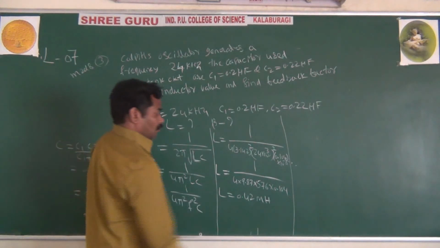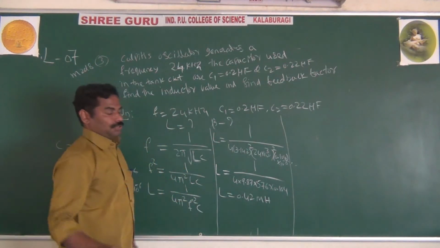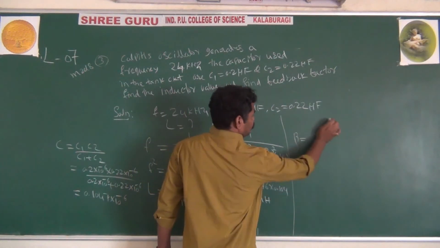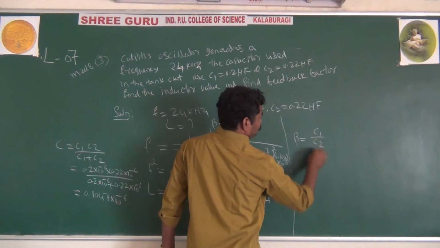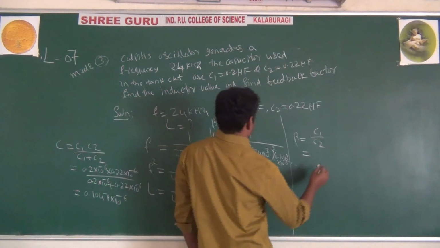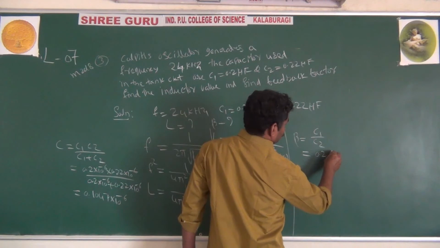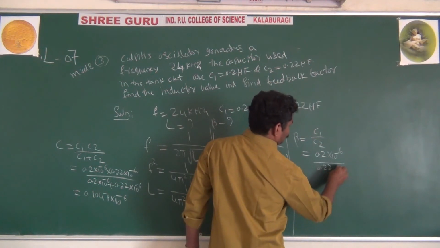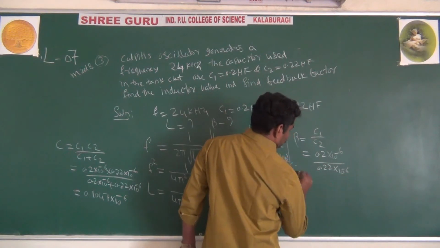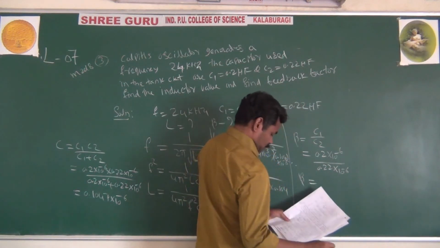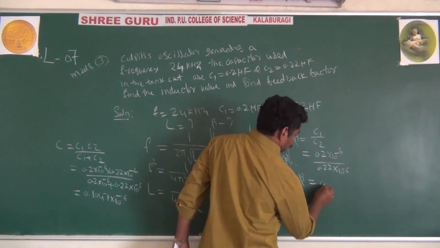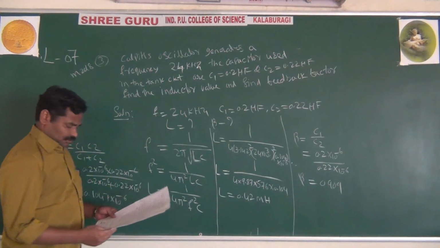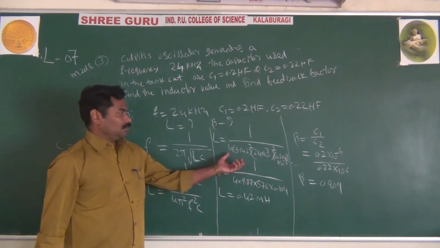And also, this is about the inductor value. Also, they said we have to convert the beta. The beta number, the feedback factor, is nothing but C1 by C2. And you know C1 and C2: 0.2 into 10 raised to minus 6 divided by 0.22 into 10 raised to minus 6. And we may get beta nearly about 0.90. This is very simple.